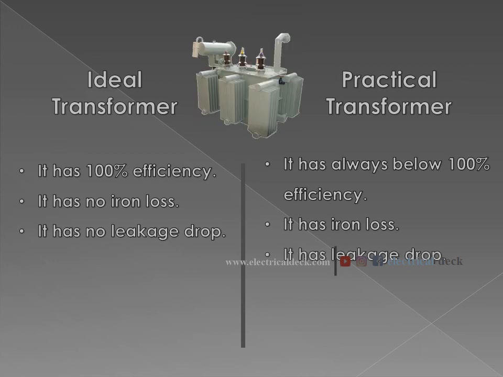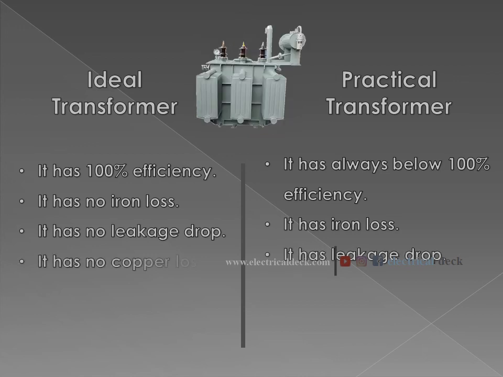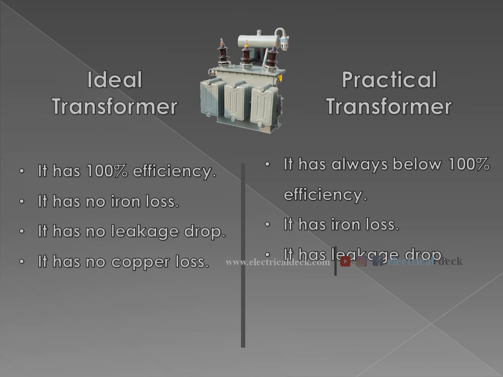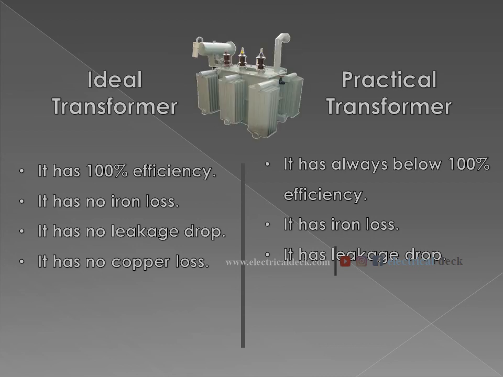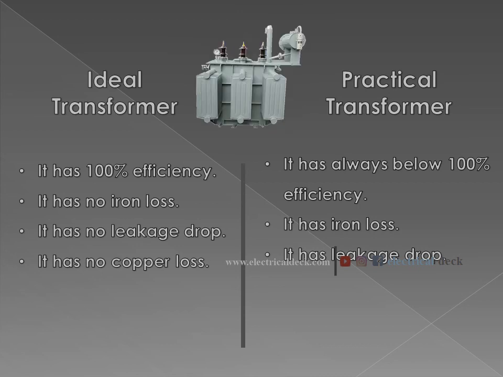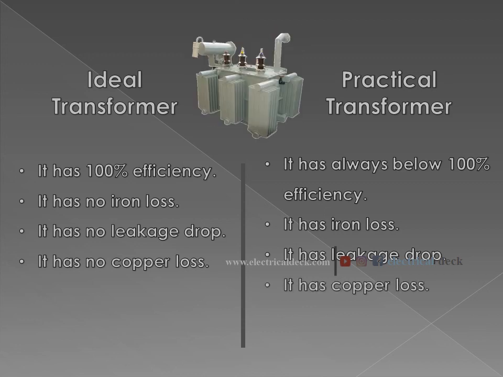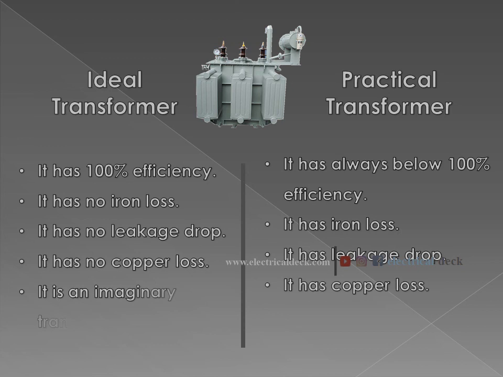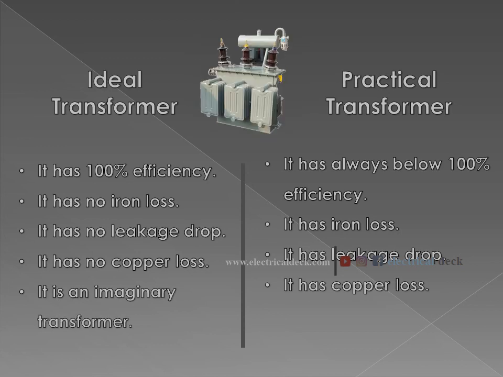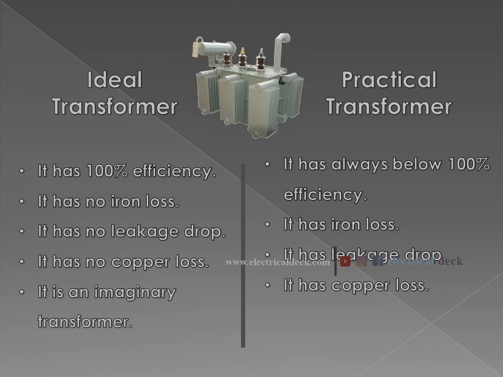Copper losses in the windings of the ideal transformer are absent. Power is wasted as I squared R loss in the practical transformer. An ideal transformer is known as an imaginary transformer. Practical transformers actually exist.